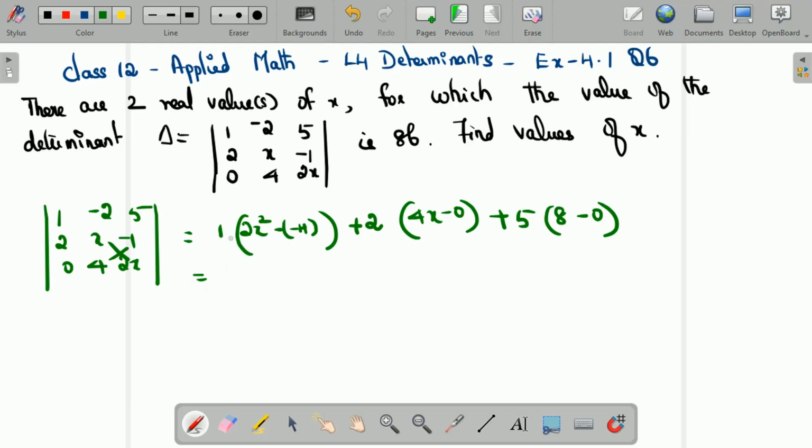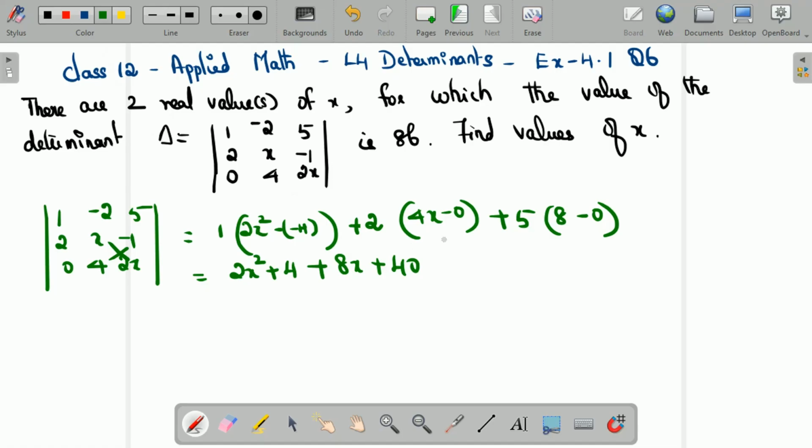So now let's do this. I'm just evaluating and writing this. So this is 2x squared plus 4, plus this is 0, so I'm going to skip that part. 4x into 2 is 8x. Now here this comes as plus 40.